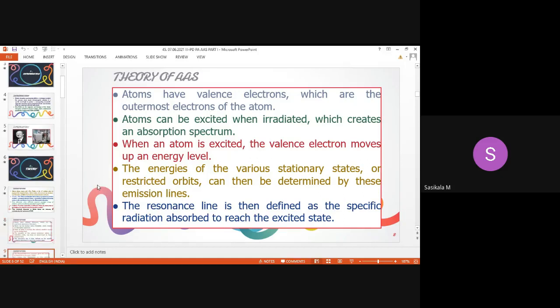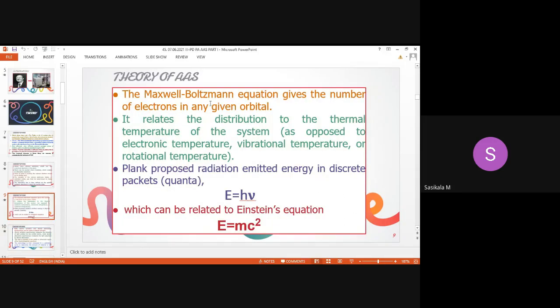Hope you have understood. Next, the Maxwell-Boltzmann equation gives the number of electrons in any given orbital. So, according to this equation, we can find out how many electrons are present in any given orbital. It relates the distribution to the thermal temperature of the system, as opposed to electronic temperature, vibrational temperature, and rotational temperature. Thermal temperature means that when a molecule moves with different energy, temperature is created, at the electronic level, vibrational level, and rotational level. These are all the energy levels an atom or molecule will have.